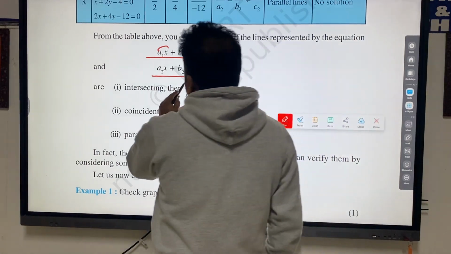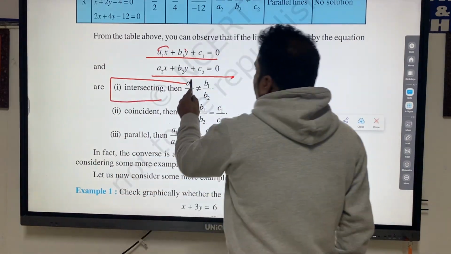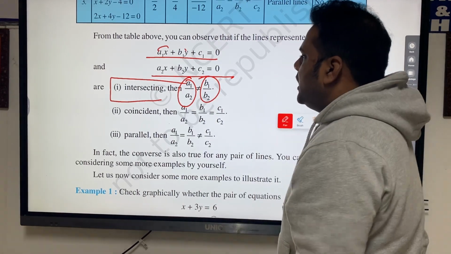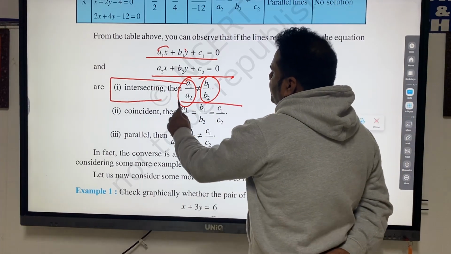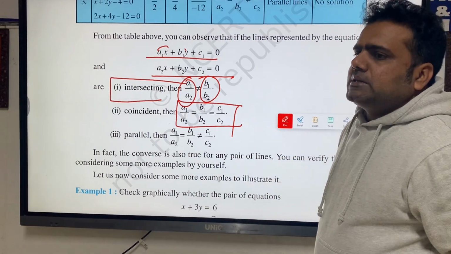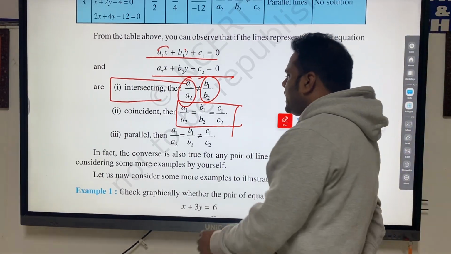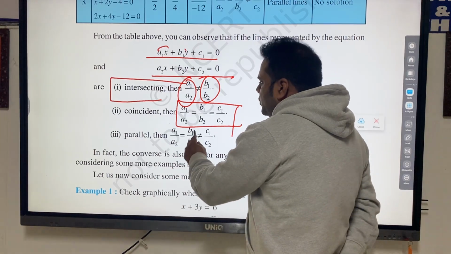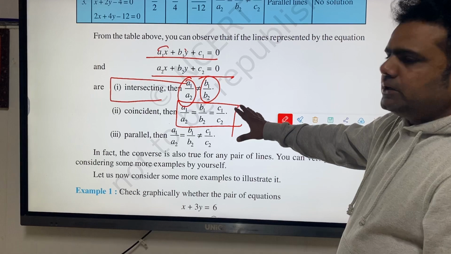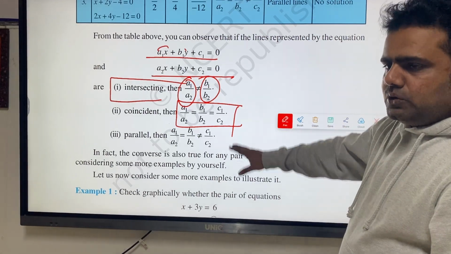So what is the condition for intersecting? a1 by a2 not equal to b1 by b2, and coincident means infinite number of solutions when all the three ratios must be equal, and in parallel lines when a1 by a2 is equal to b1 by b2 is not equal to c1 by c2. Understood till here? Any problem? You are going great.